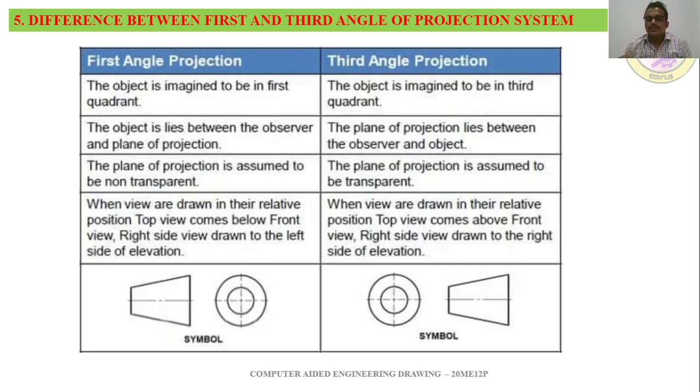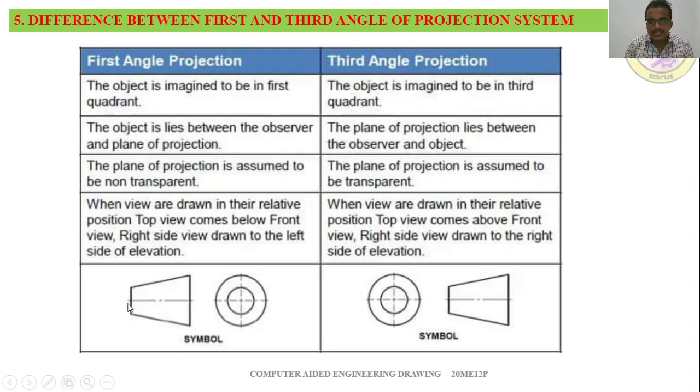Okay, when the views are drawn in their relative position, the top view comes above the front view. So in first angle of projection, the top view comes below the front view. In third angle projection, the top view comes above the front view. And the symbols, you can see the symbols, there is a difference.